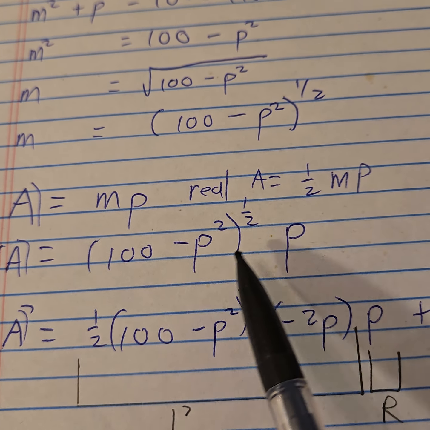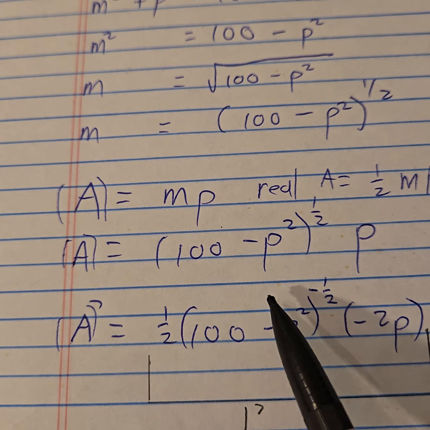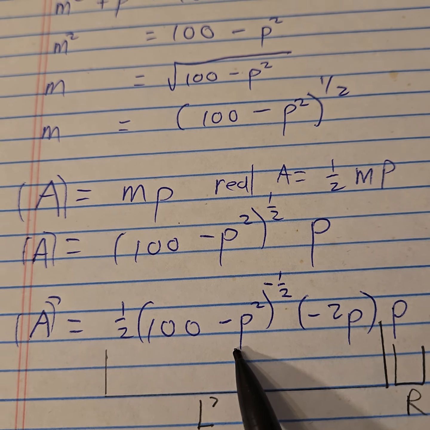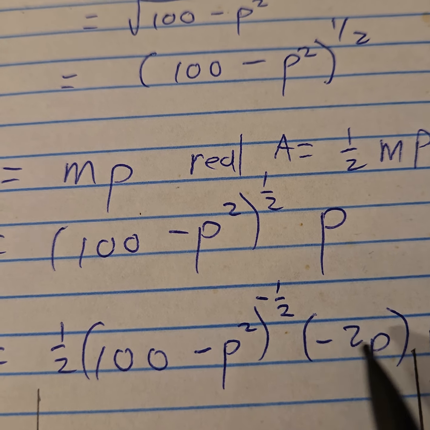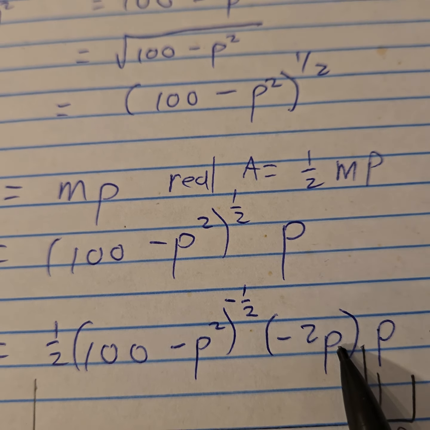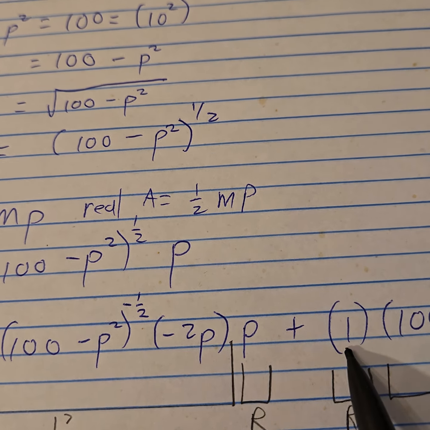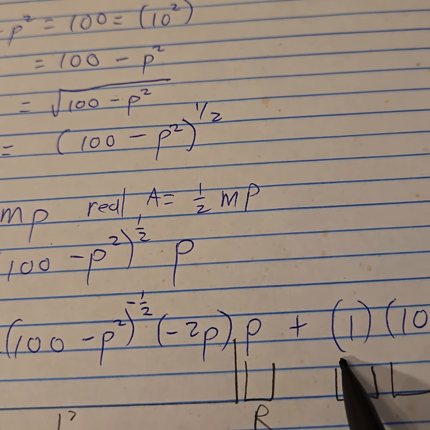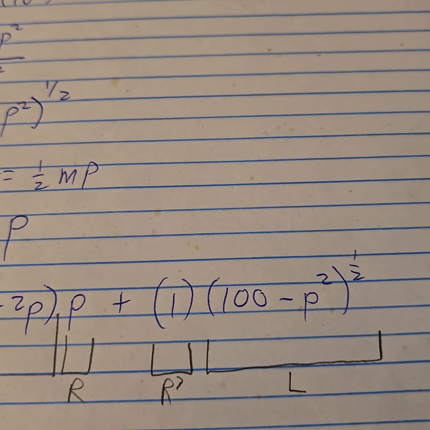Now we do the derivative. For the left derivative, we bring the half down, times this bracket to the minus a half, times the derivative of the inside. Minus p squared derivative is minus 2p. So that's the left derivative times the right, plus right derivative. Derivative of p is 1, times left. I just rewrite that left without changing anything.